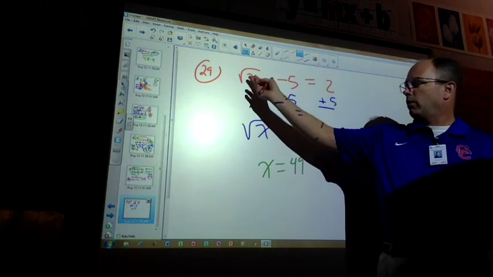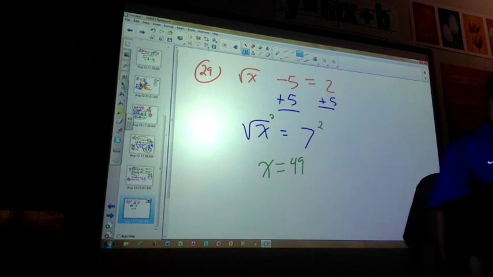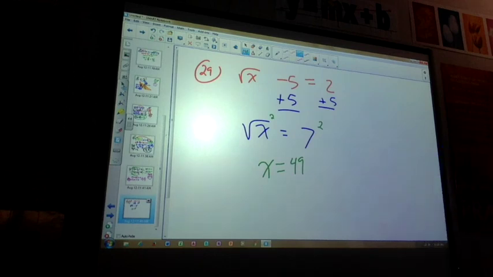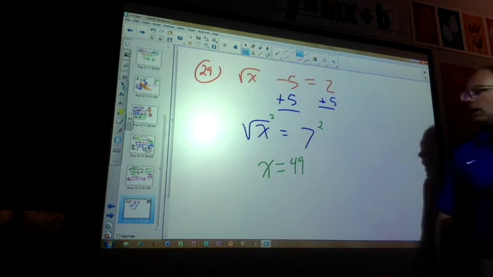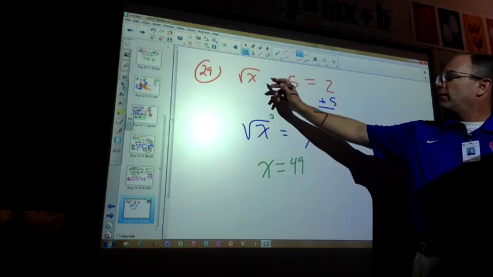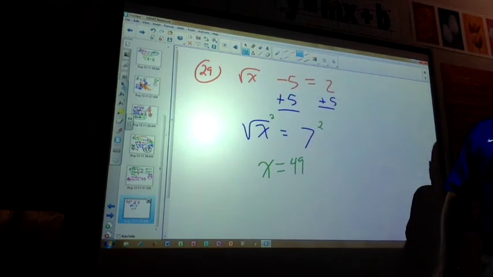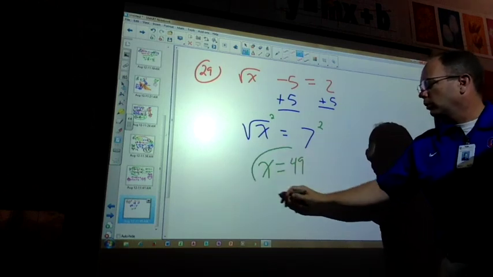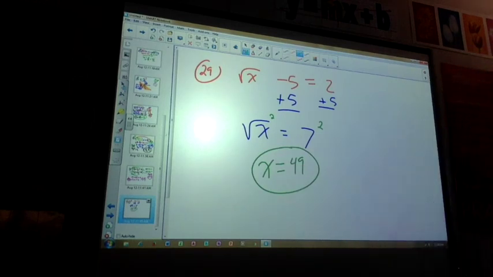If I were to take the square root of 49, plug it back in there, I get the square root of 49 rather than square root of x. What's the square root of 49? 7. Thank you for not saying plus or minus 7. Okay. 7. Is 7 minus 5 equal to 2? This is the solution to the problem. Okay? So that last step is what I have to convince you of.